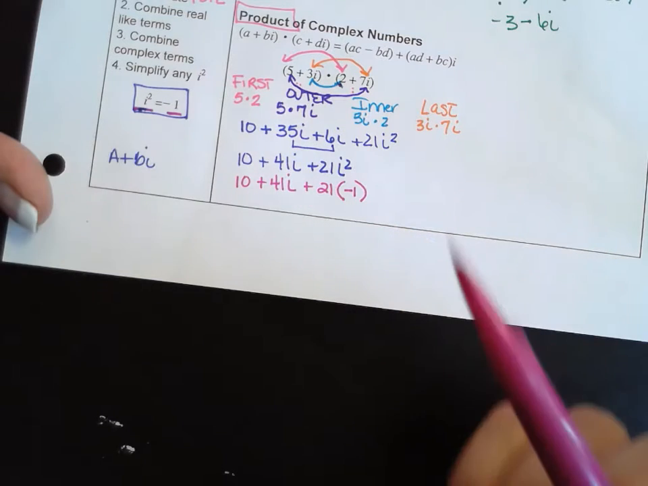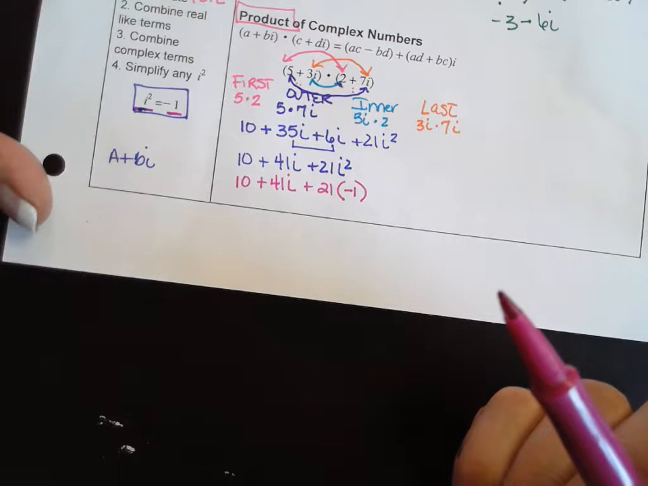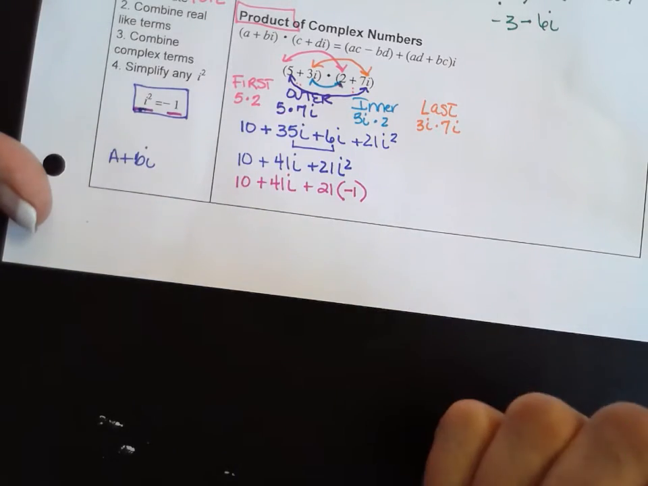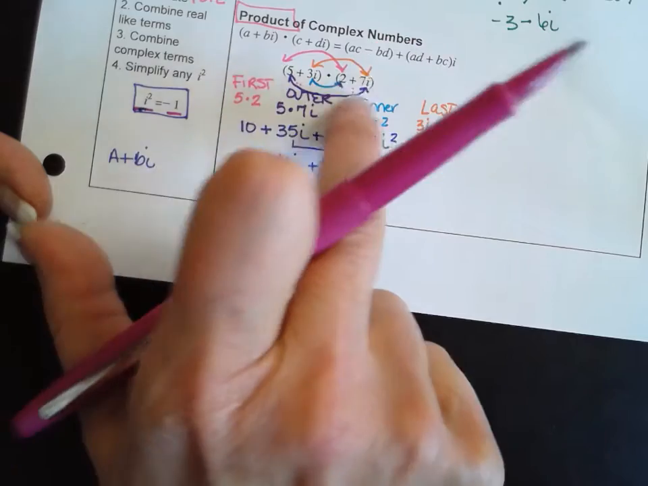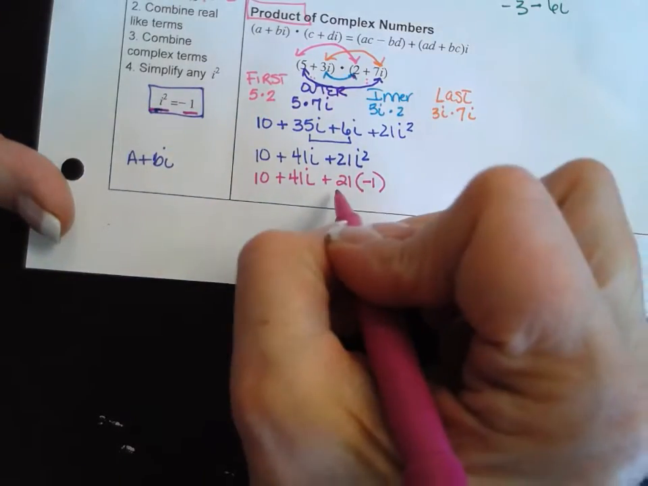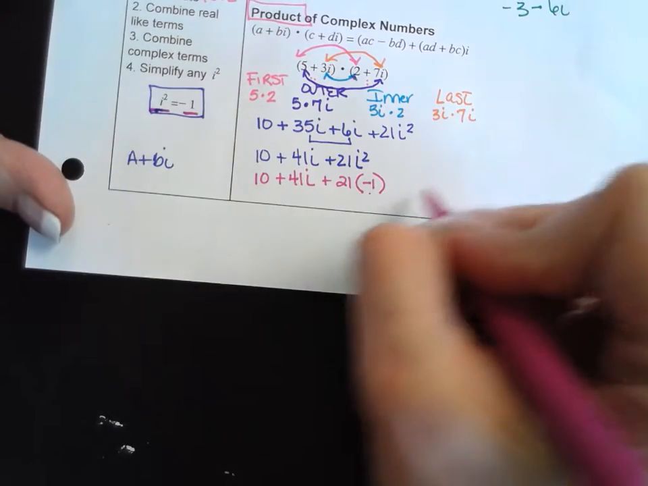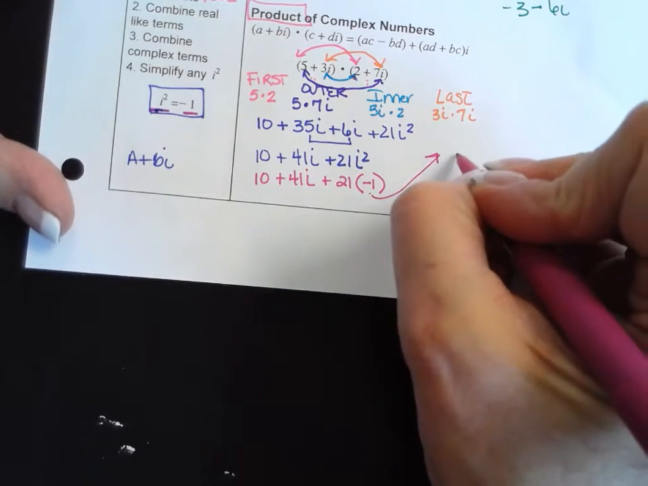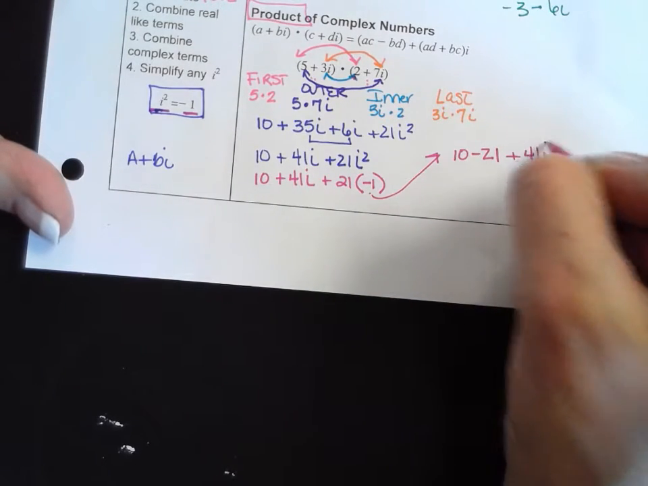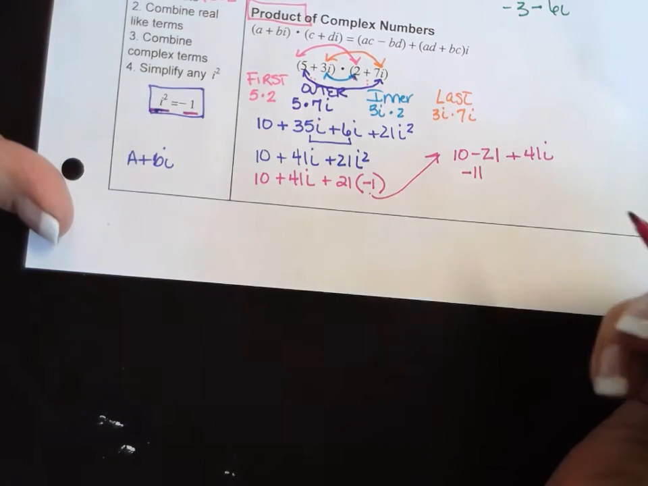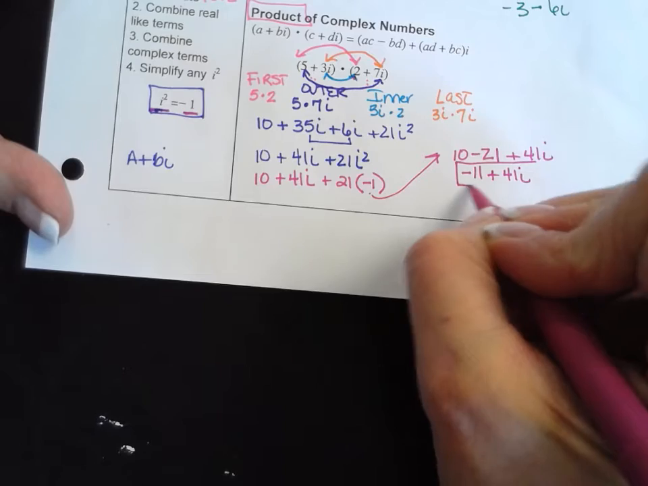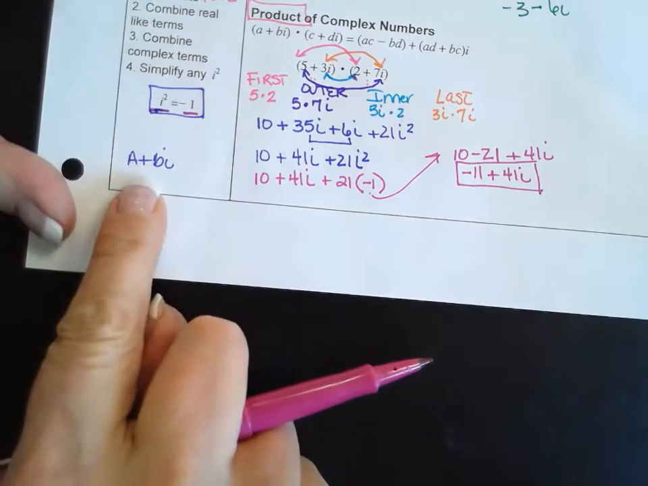The 6i came from 3i times 2. How'd I get the 35i? 5 times 7i, by outers. Okay? Alright, now that makes this a -21. So now I have 10 minus 21 plus 41i. And so I have -11 plus 41i. Now I'm good, because now I'm in that a plus bi form.